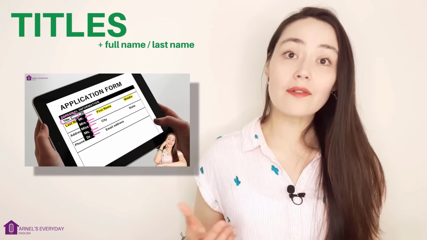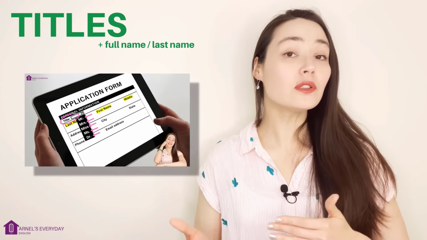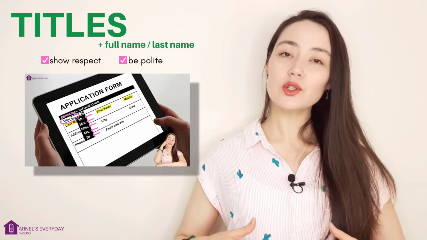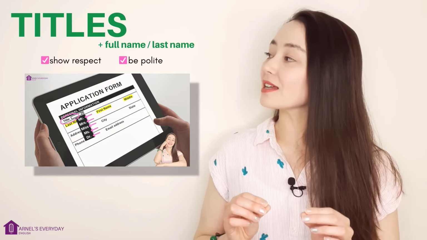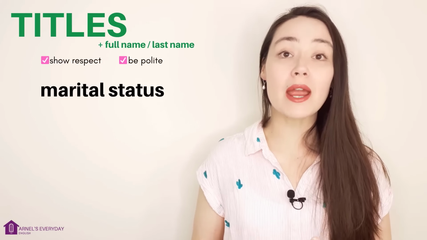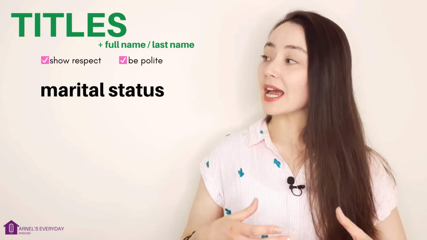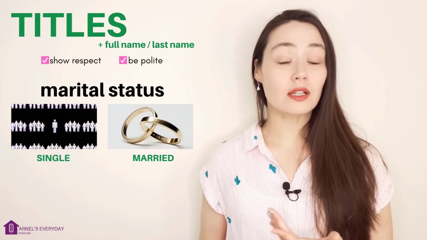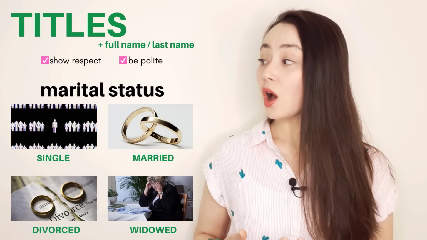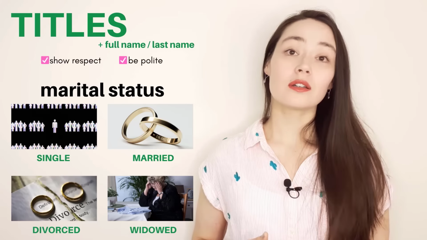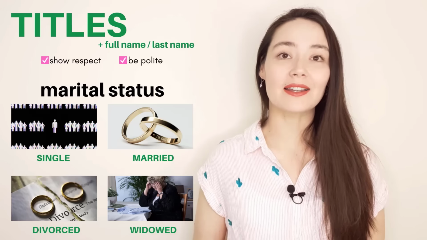So, why do we have titles? We use a person's title plus their full name or their last name to show respect and be polite. A person's title often depends on their marital status. A marital status means, are you single, married, divorced, or widowed? If a person is widowed, it means their husband or wife has died.